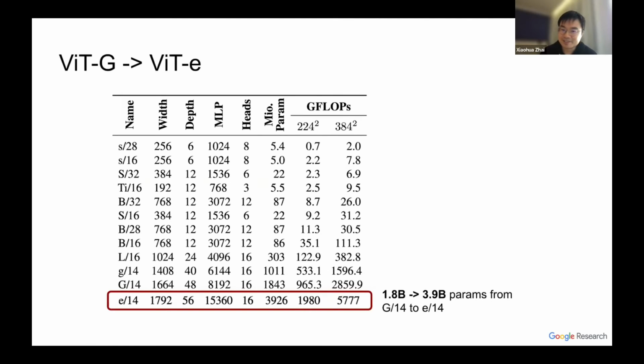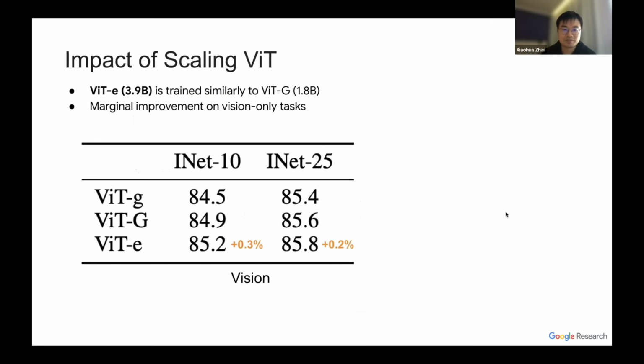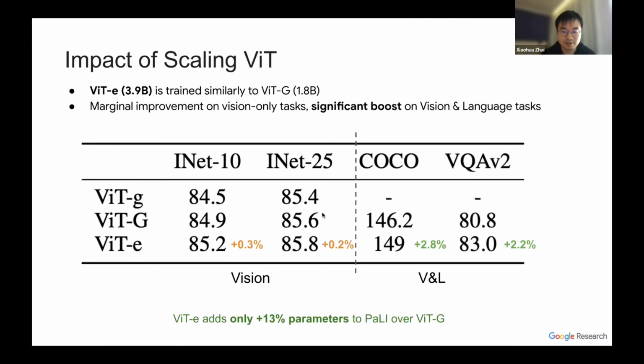But nevertheless, we continue to try scaling up the vision backbone from ViT-G to ViT-E and see what's going to happen in this case. The biggest difference is this model has almost double the parameters of ViT-G, from 1.8 billion to now 3.9 billion parameters. And we have observed very marginal improvements on vision-only tasks, like on ImageNet 10-shot and 25-shot. This model only gets less than 0.5% boost compared to the past ViT-G, because we know this is the case as the model is saturating on those vision tasks.